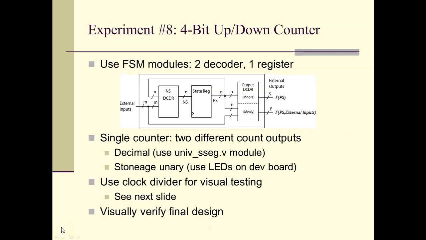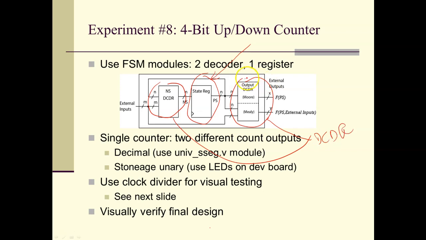So this model has 3 distinct boxes in it. There are 2 decoders. These are decoders, so they're combinatorial circuits, and then there's the state registers. So for this experiment, you will use a register template for the state registers. You don't need to design that, but you do need to design these 2 decoders right here.